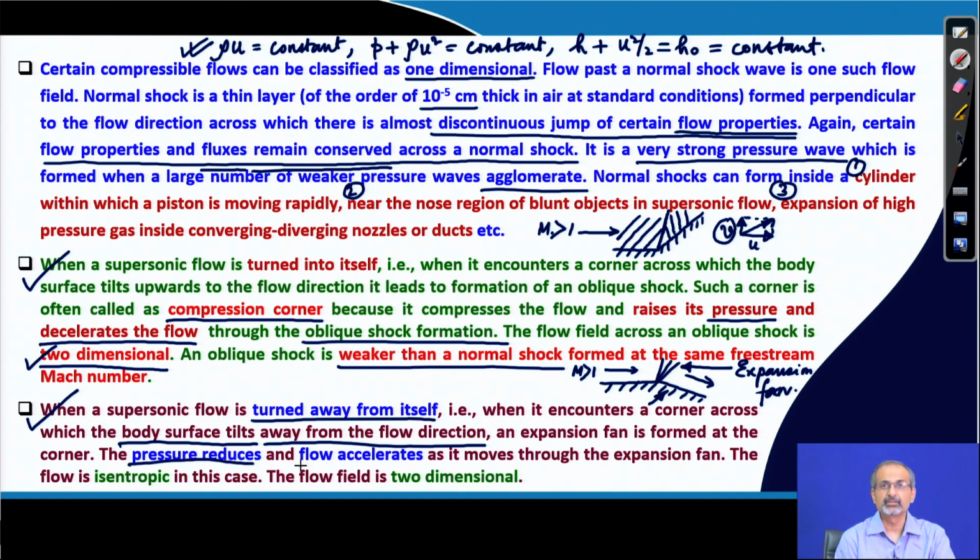Pressure reduces and the flow accelerates as it crosses the expansion fan. Now, this flow happens to be isentropic in nature, and again you can understand that it is going to be two dimensional once it has crossed the expansion fan, because it contains both the u and v velocity components. It is apparent from the figure.